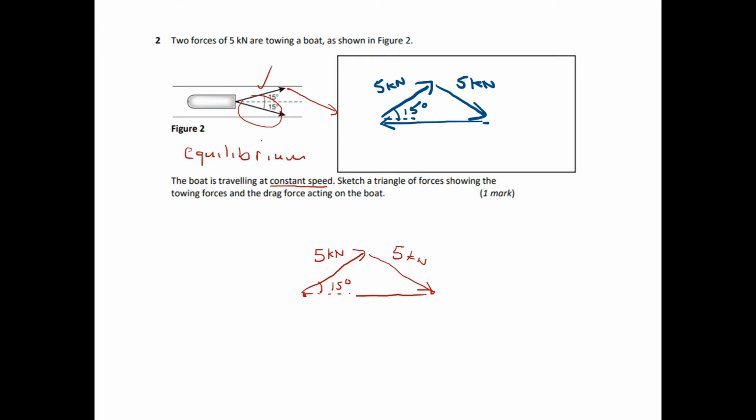So this arrow here is now the arrow which is representing the drag force vector. The drag will be in the opposite direction to the motion, which we would expect, and it will be equal and opposite to the sum of the two 5 kilonewton vectors. So there's your answer for 1 mark.